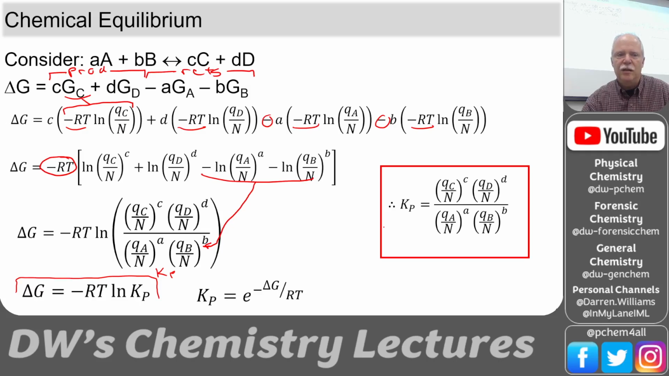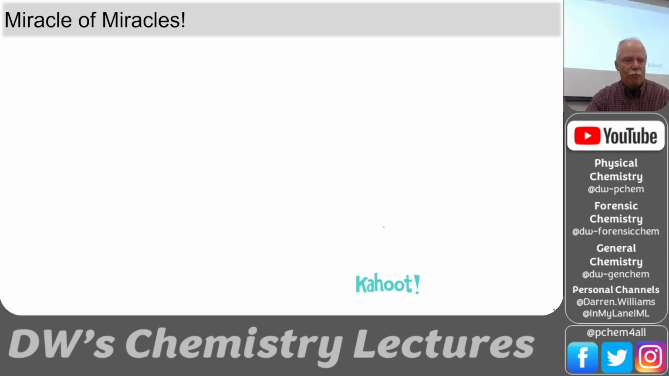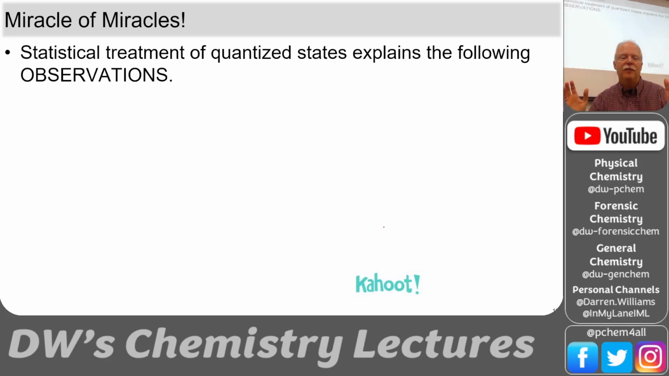So let me just talk a little bit about equilibrium and the statistical thermodynamics. This next slide is kind of the summary of this whole first part of the course. This was earth-shattering, and this was really the math that convinced Einstein and others that quantum systems were real. Quantization wasn't just a trick to explain spectroscopy.